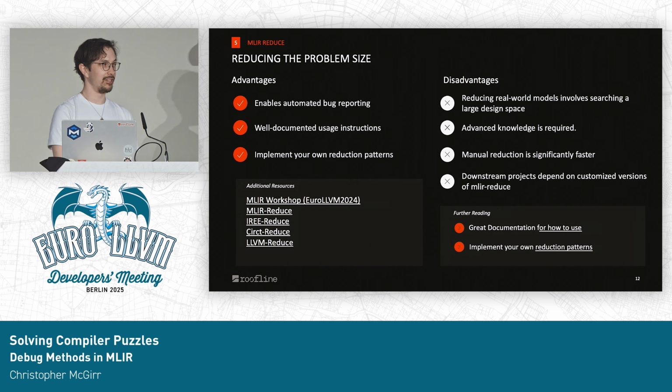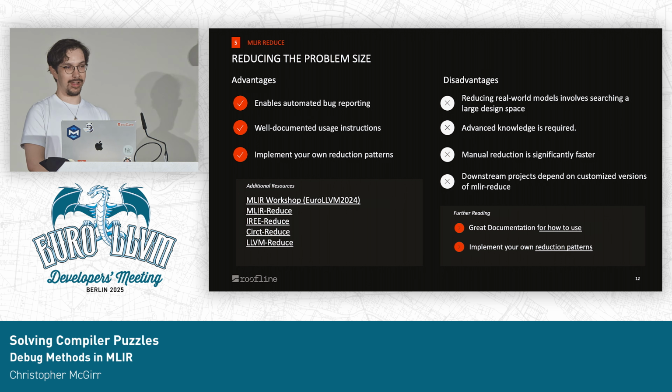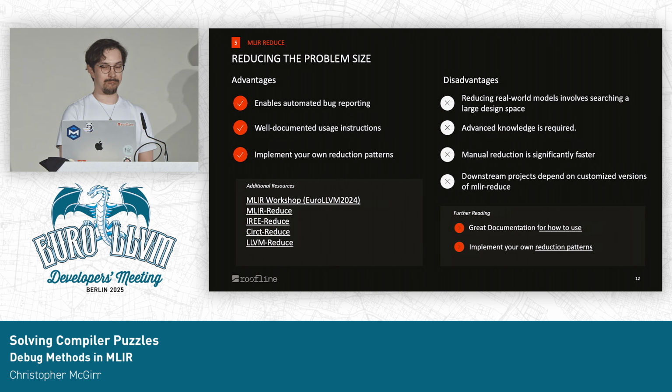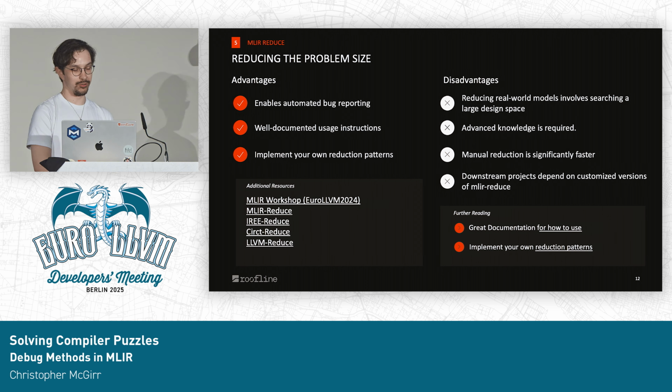There's actually well-documented usage on how to implement your own reduction patterns for your own custom dialects or ops. Although, in my experience using it in the real world, it has often failed to reduce the problem sufficiently. And it seems to me, at least, someone who wants to use this out of the box without too much tinkering, that you need quite a bit of advanced knowledge to actually use it.